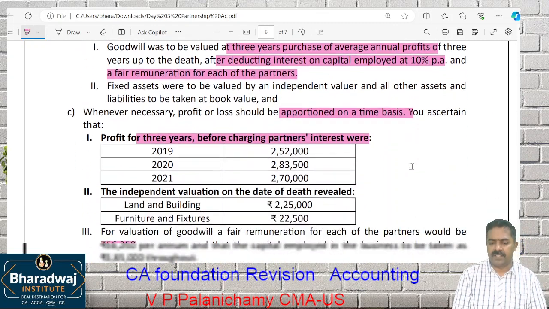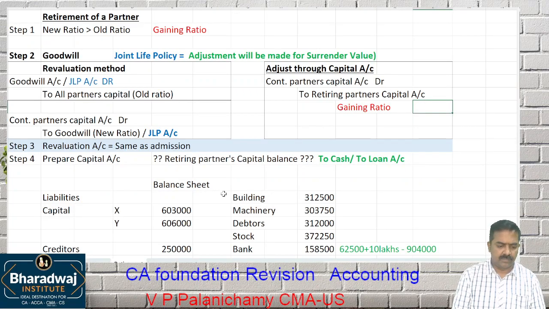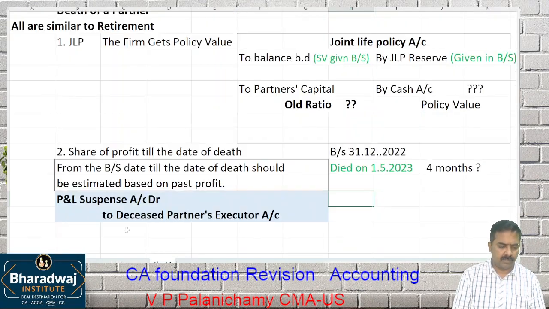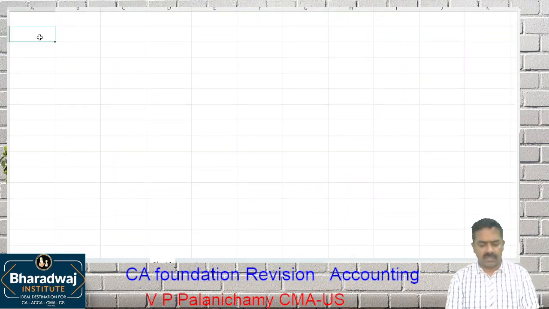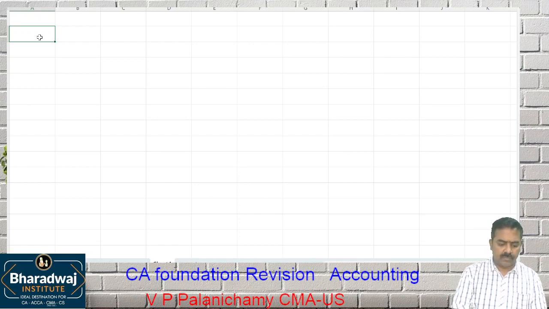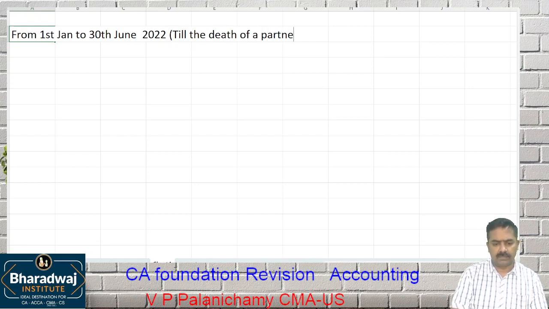Any joint life policy adjustment given in the question? No joint life policy adjustment. Start. Before we start, let us work out from what date to what date? 1st January to 30th June 2022. That is till the death of partner C.